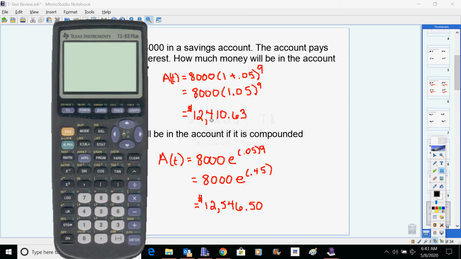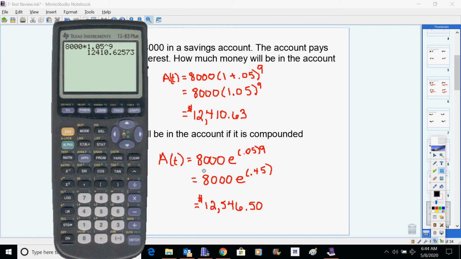Okay, 8,000 times 1.05. My 1 didn't come out. 1.05 to the 9th power. Okay, like that. So be careful that you're doing your powers correctly.